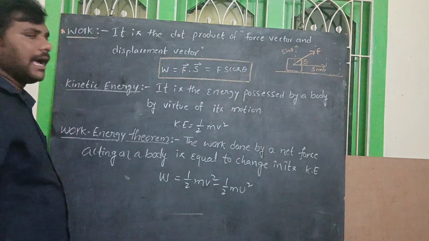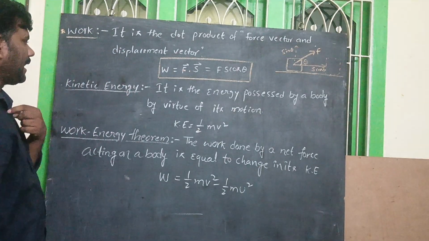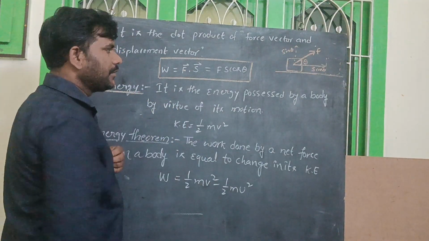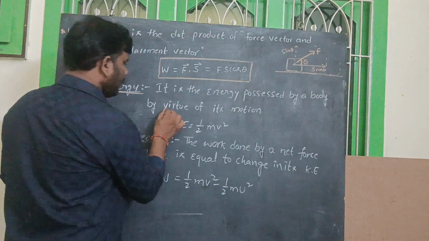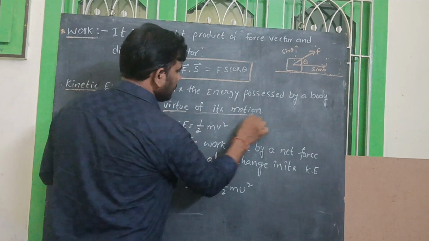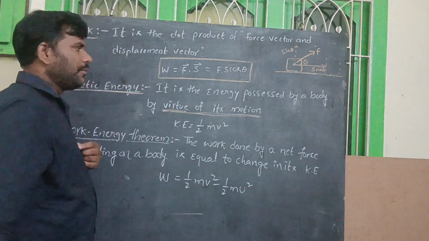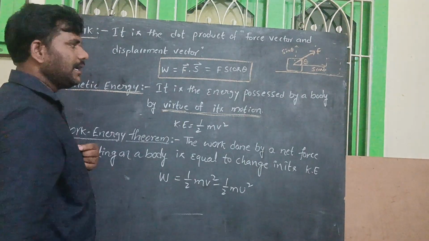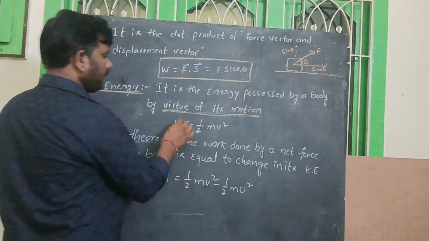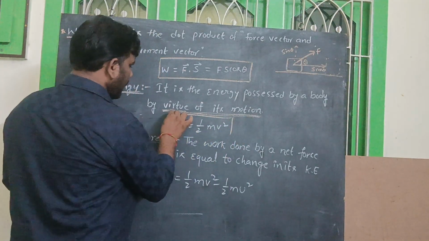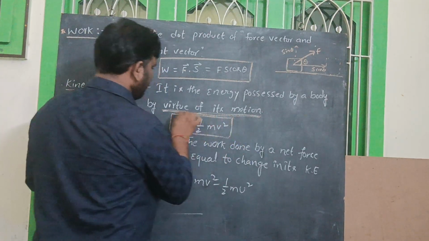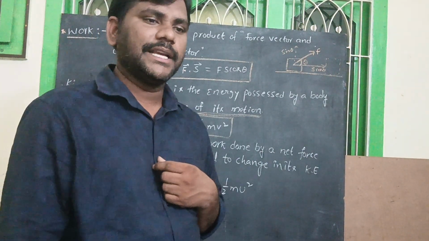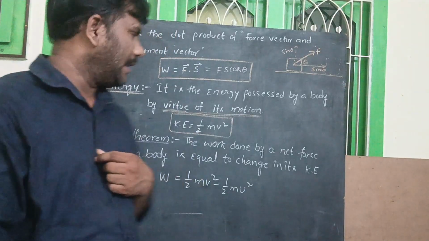And second one, kinetic energy. So what is kinetic energy? Kinetic energy means it is the energy possessed by a body by virtue of its motion. A body in motion possesses kinetic energy. We can write the kinetic energy formula: K is equal to half mv square. Kinetic energy is half mv square.